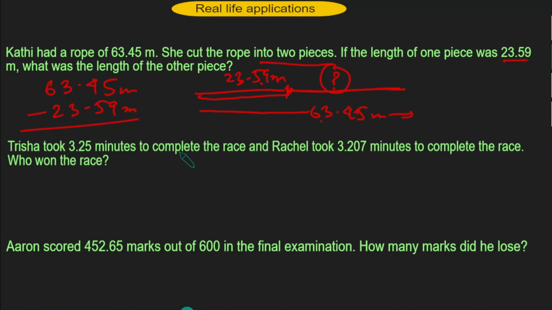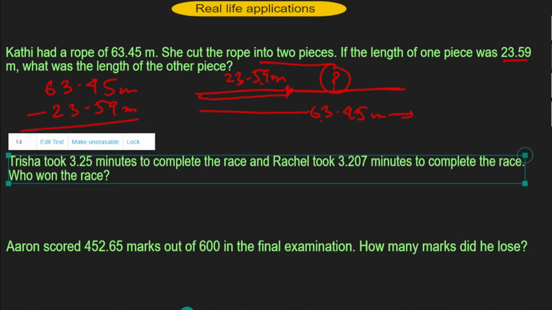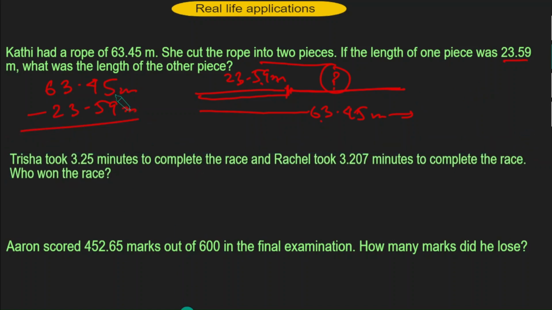Okay, no problem. The answer will be like this: 5 minus 9. We cannot do that. We have to borrow 1 from here. So it will become 15. 15 minus 9 is 6. And because we borrowed 1 from here, it is now 3.